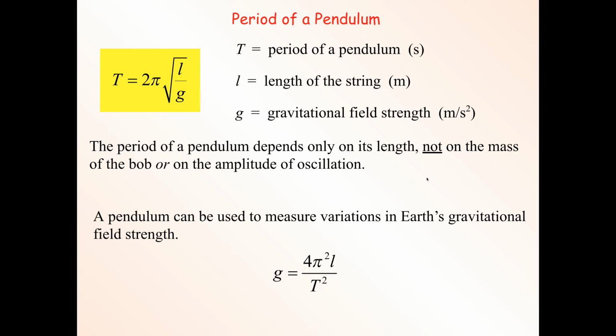A pendulum can be used to measure variations in Earth's gravitational field. By rearranging this formula, we can come up with this formula. First off, we square everything to get rid of the square root, so we get 2 squared times pi squared times T squared. Because L and g are under the root, they stay as L and g, and that's what we see here. Then we just rearrange: g is on the bottom, T is over here, so we cross multiply and we get this.